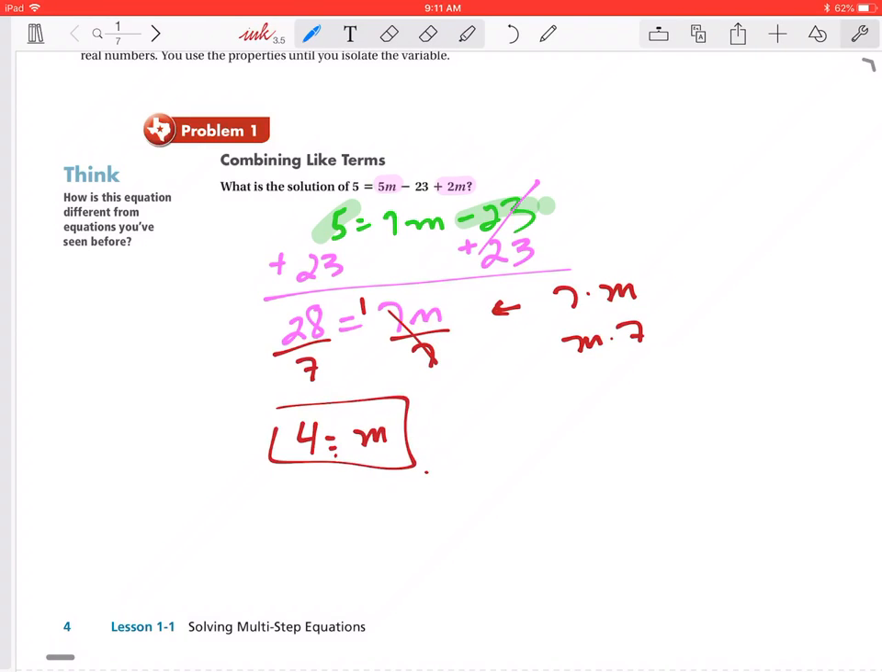Okay? Not too bad. Now, the reason that over here it asks how this equation is different from equations you've seen before is that most of you, up until this point, before algebra, have just seen equations where you don't have more than one term that are alike. That's all it's asking you.